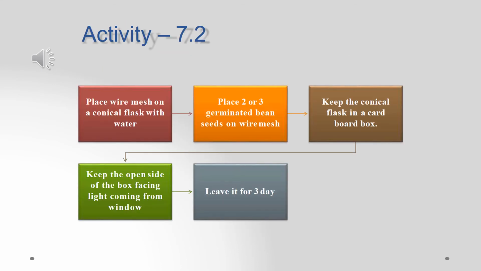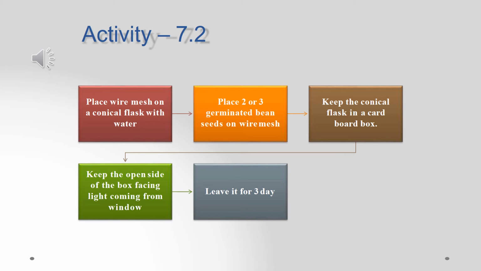Now, let us see activity 7.2, come to page number 121. Okay, this is also very important activity. Many a times it is asked in a 5-mark question also. Place wire mesh on a conical flask with water on it. Place 2 or 3 germinated bean seeds on wire mesh. Keep the conical flask in a cardboard box. Okay. Keep the open side of the box facing light coming from window. Leave it for 3 days.